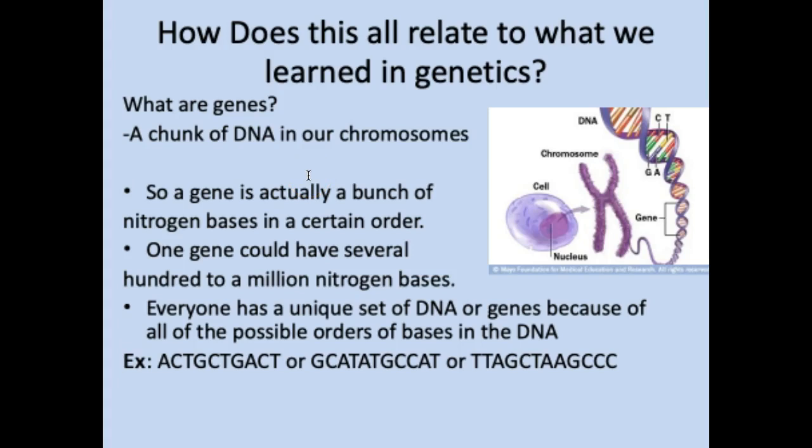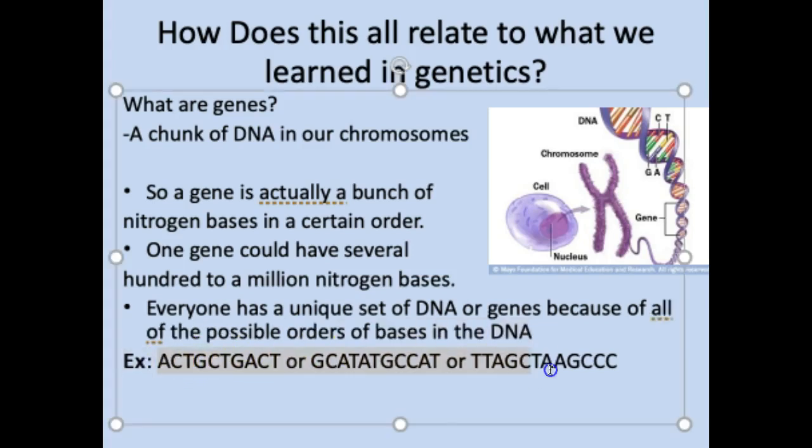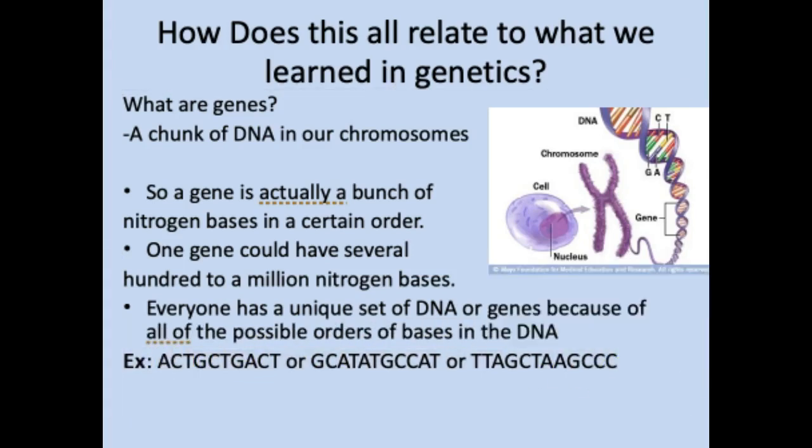So how does this relate to what we're learning? Basically, a gene is a chunk of DNA in our chromosomes, and it's actually a bunch of nitrogen bases in specific orders. One gene can have several hundred to 1,000,000 nitrogen bases, and everyone has a unique set of DNA or genes because of all the different possibilities, and you have a little written explanation for that there. Okay?